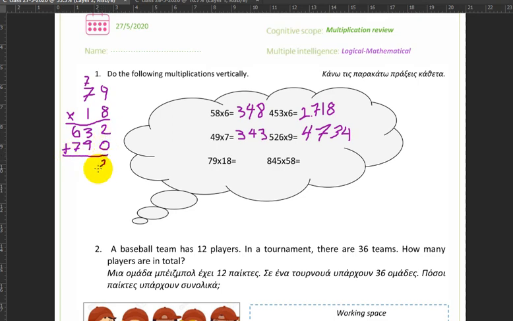2 and 0 makes 2. 3 and 9 makes 12, so I write 2 and carry 1. 1 and 6 and 7 makes 14. So my result here is 1,422.